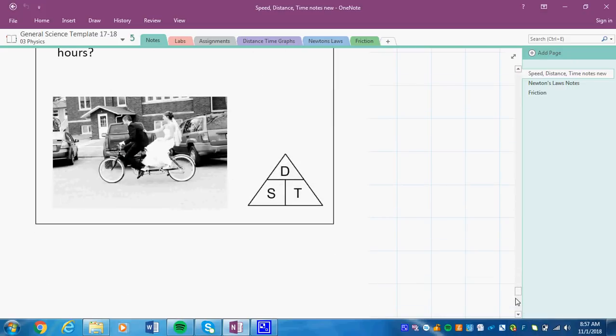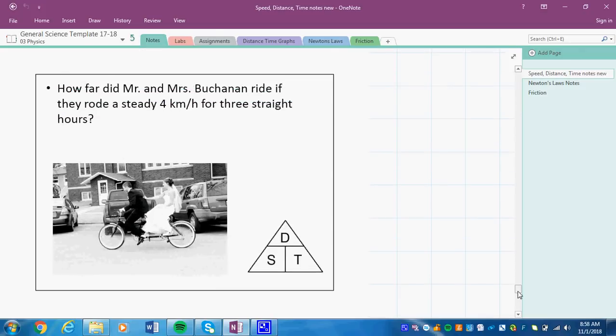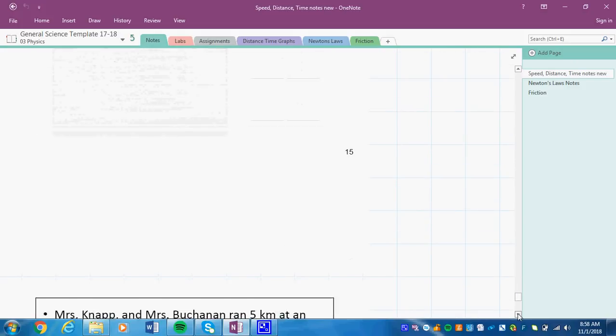All right, let's see if you can do this one. How far did Miss Buchanan and Mr. Buchanan ride if they rode steady for 4 kilometers per hour for 3 straight hours? Pretty simple. Think about it. So they were going 4 kilometers per hour for 3 hours. So we know speed. We want to know how far they rode. Speed times time. 4 times 3 gives us 12 kilometers, right? All right, hopefully you got that one.